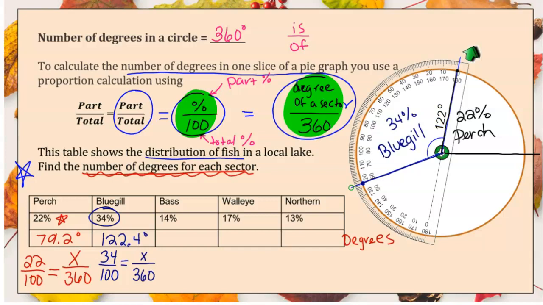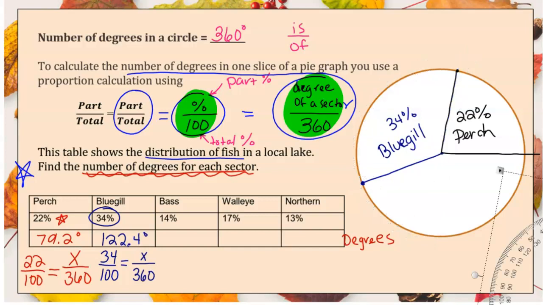We don't know how many fish, but we figured out the degrees and we know the percent. The bass is 14%, and we need to figure out how many degrees that is out of 360. 14 times 360 is 5,040 divided by 100, and we get 50.4 degrees.